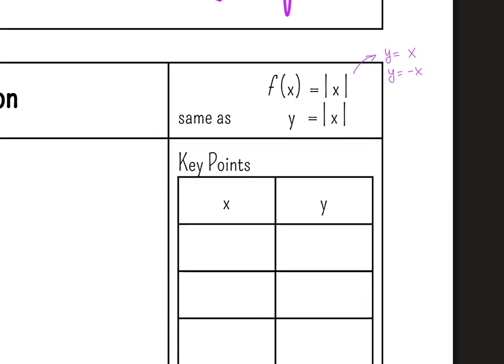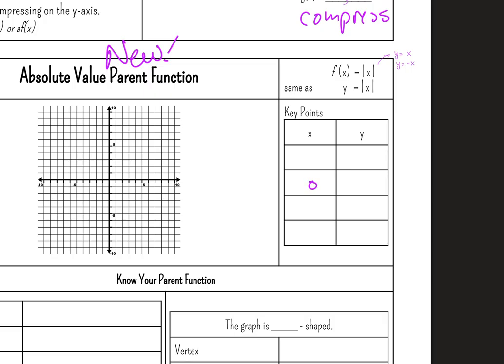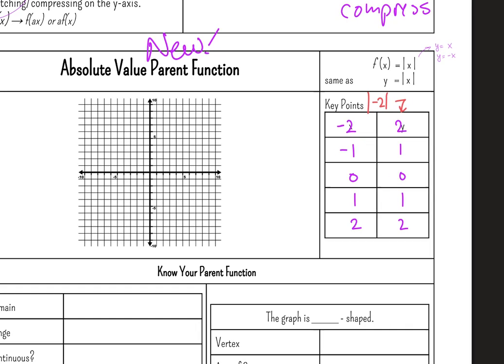Isn't that exciting? Because if you were to plug in 0, you get 0, duh. If you were to plug in -1, you get 1. If you were to plug in 1, you get 1. If you were to plug in 2, you get 2. If you were to plug in -2, you get 2. And if you're like, wait, why do you get 2? Well, because the absolute value of -2 is 2. So this is what you end up getting.